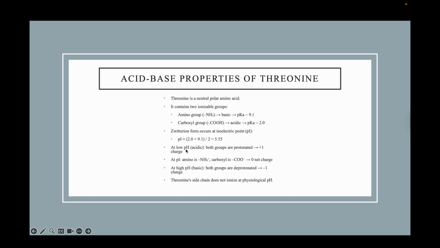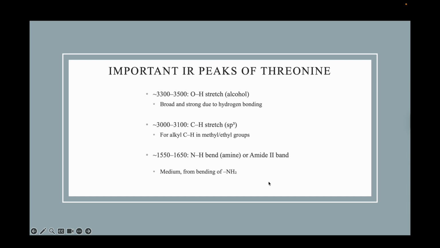At low pH, acidic, both groups are protonated, plus 1 charge. At the pI, the amino group is positively charged and the carboxyl is negatively charged, with zero net charge. At high pH, basic, both groups are deprotonated, negative 1 charge. The threonine side chain does not ionize at physiological pH.